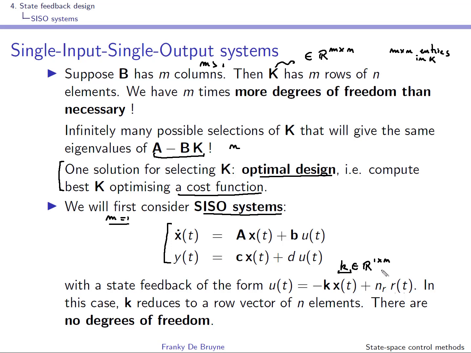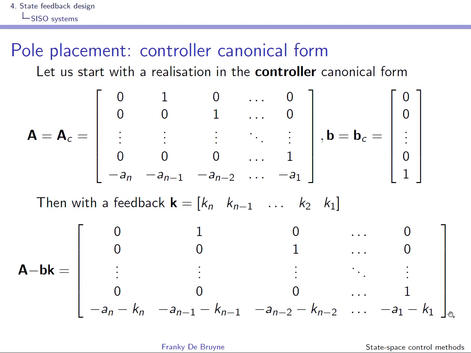Okay, so there are n elements in k, and there are n eigenvalues for A minus BK. So this means in this case that there are no degrees of freedom. In the following we will see how we can do pole placement for single input, single output systems. Of course you can do pole placement also for multivariable systems, but we'll explain it only in the case of a single input, single output system.